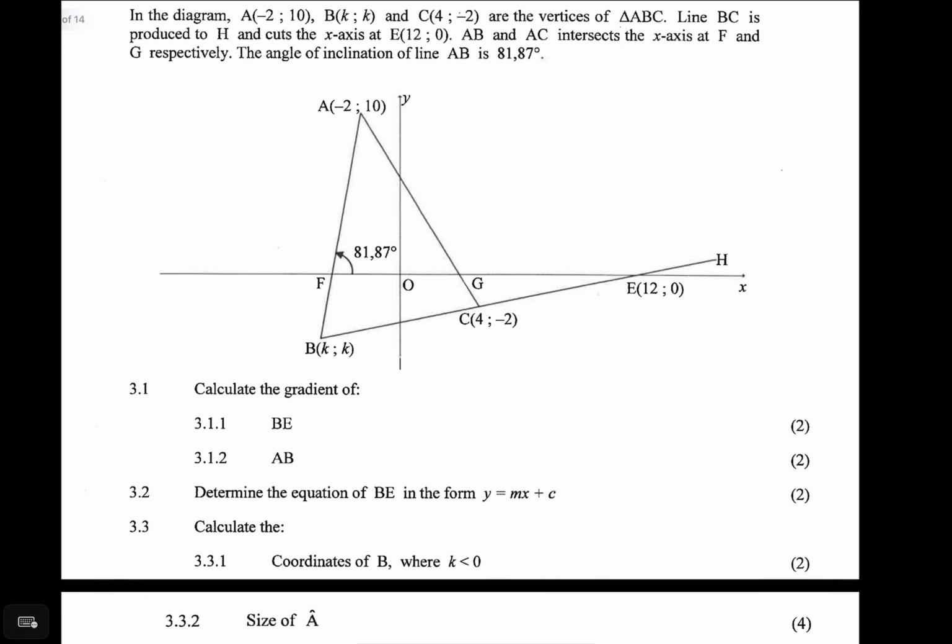I just thought let's quickly look at this exercise as you are preparing for your exams. This is obviously based on analytical geometry.